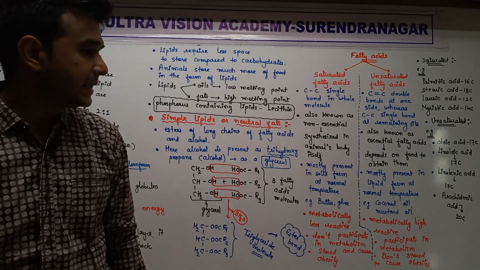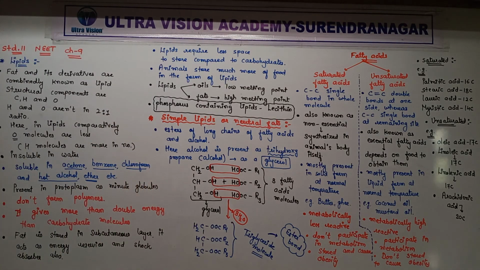As well as, saturated fatty acids are present in animals, whereas unsaturated fatty acids are mostly present in the plants. So this is about the types of fatty acids. I hope you understand the information about lipids and simple lipids as well as neutral fats and the types of fatty acids. So here I can stop now. Fine. The remaining things we will discuss in the next lecture.